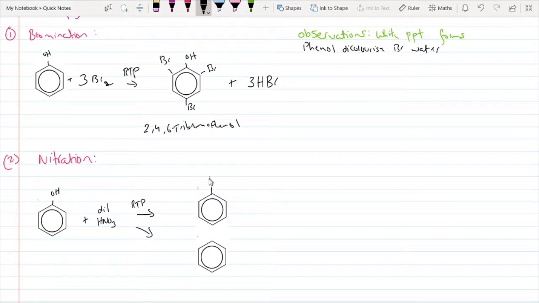We can form this over here, where the nitro group is on carbon number 2, or we can form this over here, where it is on carbon number 4. It really depends on how it reacts. Plus a H2O molecule.